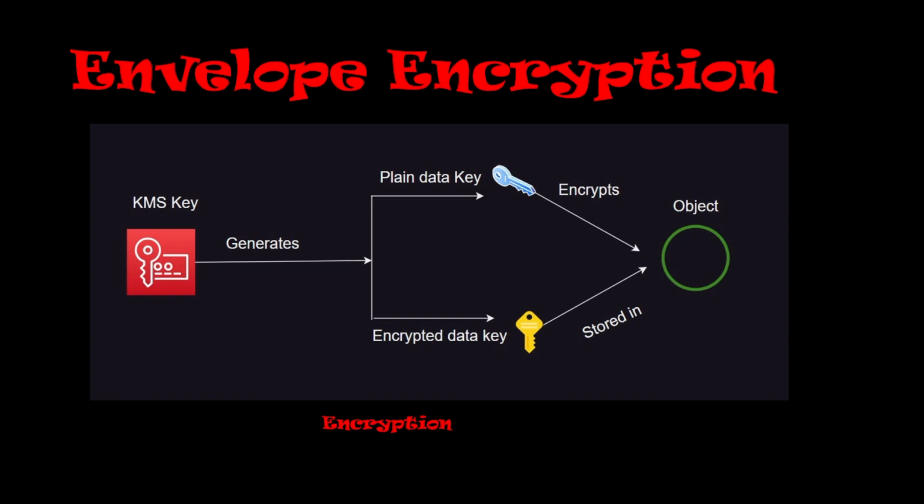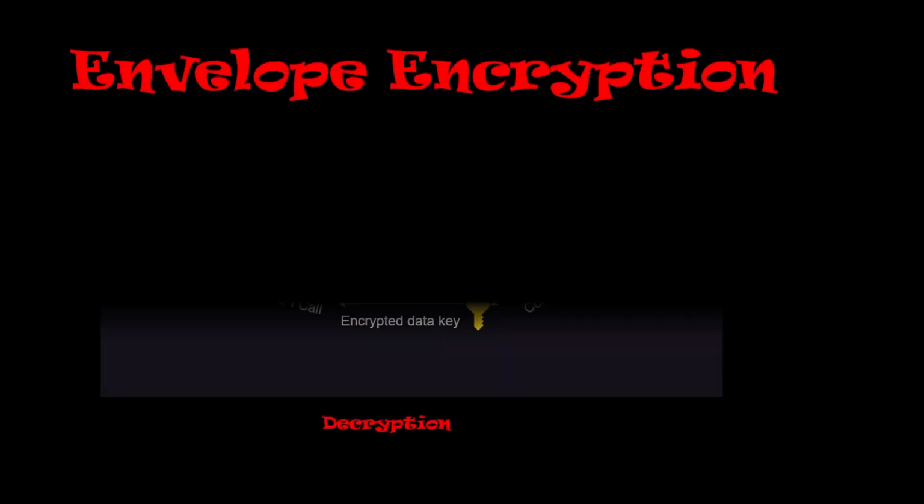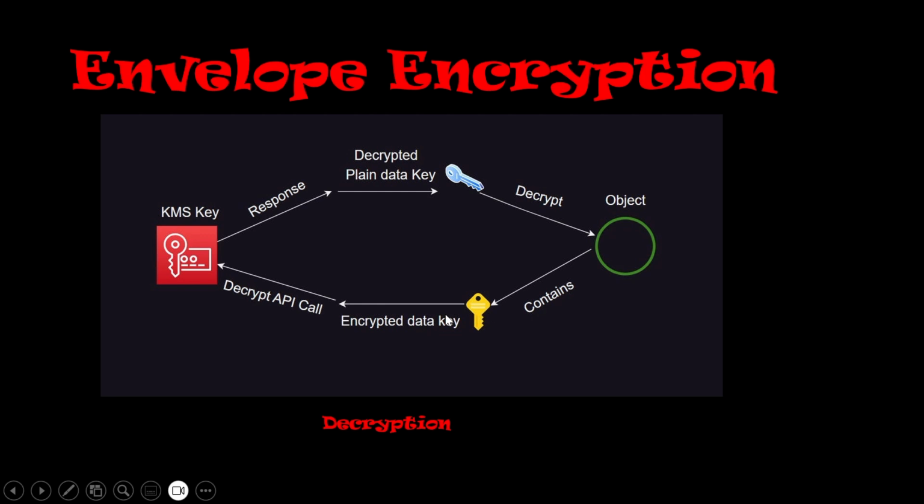Once encryption is done, the plain data key gets deleted, and the KMS key is really safe, and this key never leaves the KMS service. When we want to view the encrypted data, as S3 contains the encrypted data key, S3 makes a decrypt API call to KMS, and then KMS sends a plain data key as a response, and this plain data key is used to decrypt the data. This is how encryption and decryption work in KMS. Note that the data key which is used to encrypt the data is the same data key used to decrypt the data, which confirms this is symmetric key encryption.